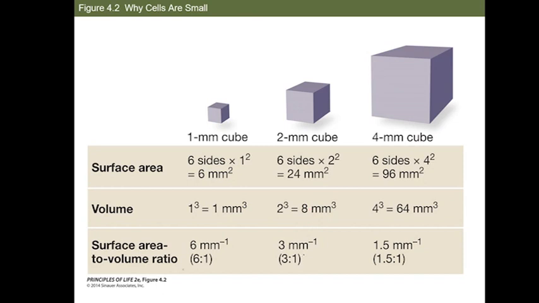And you can see that just by doubling the size each time, we are halving the surface area to volume ratio. So we have 6 to 1 here, 3 to 1 here, and 1.5 to 1 here. So each of these is half of the one before when the size of the cube doubles.